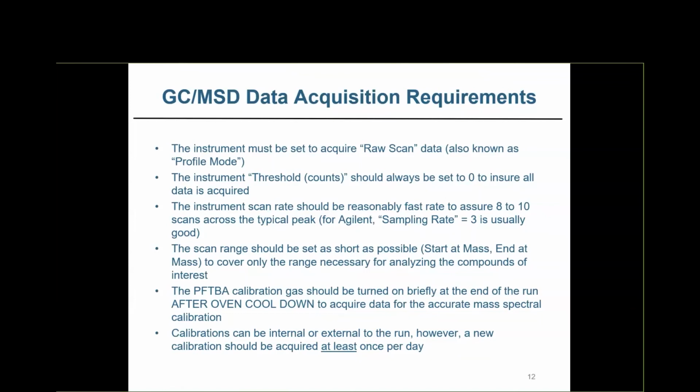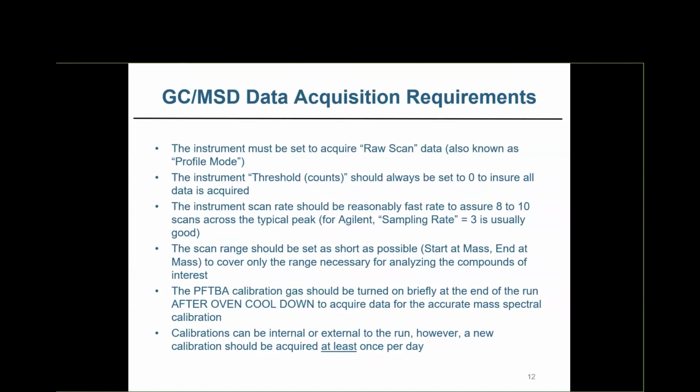You can also just collect a single calibration run, for example, at the beginning of the day, and apply that to spectra that are acquired throughout the day, as long as you don't change the acquisition parameters of the mass spectrometer. So we always recommend to people that if you're going to do it this way, you need to acquire the calibration about once a day.